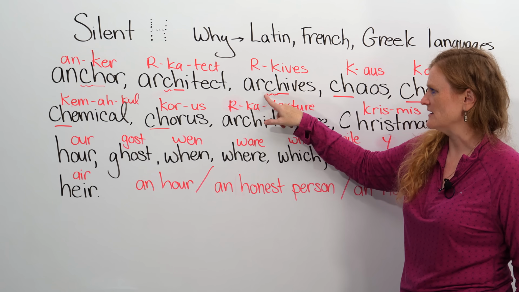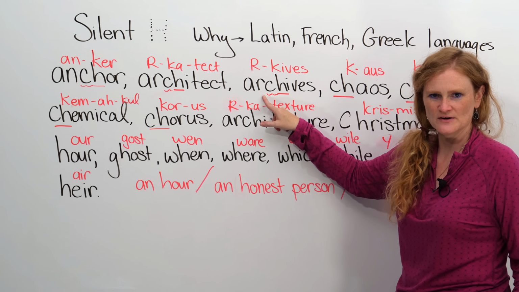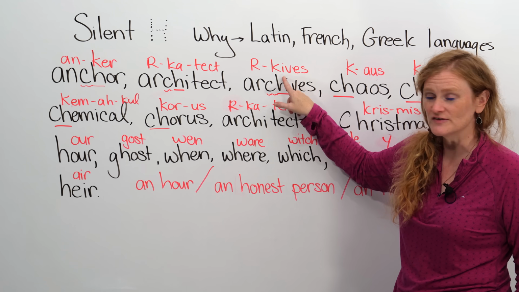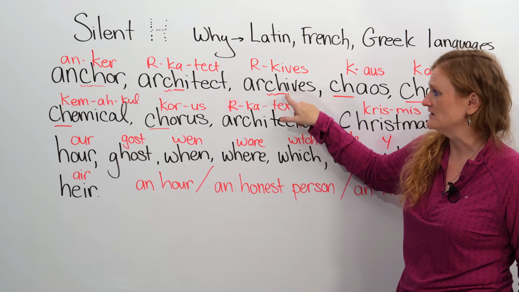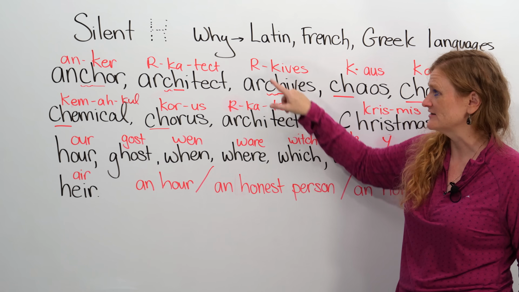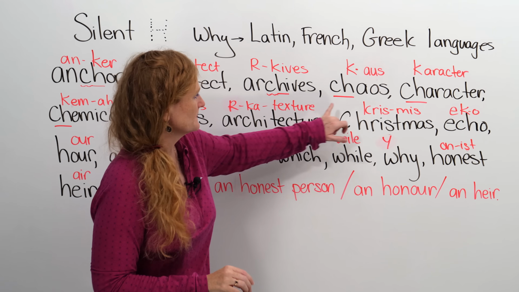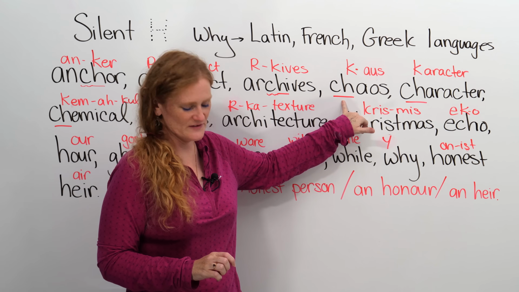Next one. We look at our chives. Oh, chives, delicious. The spring onion. But we say "archives". So again, the CH, the H is silent, and the C sounds like a K. So, archives.